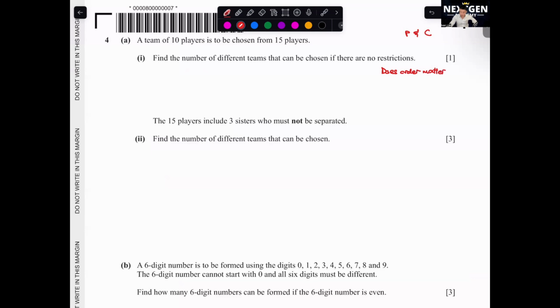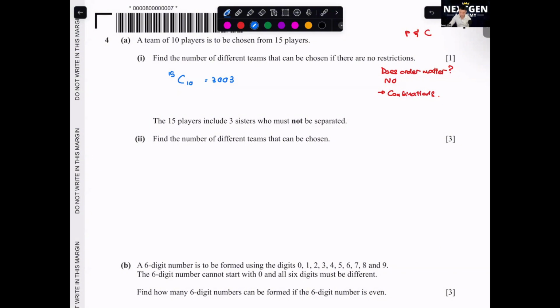When we calculate the arrangement for this question, you want to choose 10 players from 15 players. Does it matter how you choose the players? No, right? So since no, therefore this one is a combination. It doesn't matter how you choose, as long as you got 10 players. So 15 C 10. Type in the calculator. We get 3003.